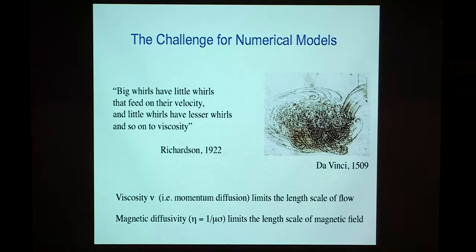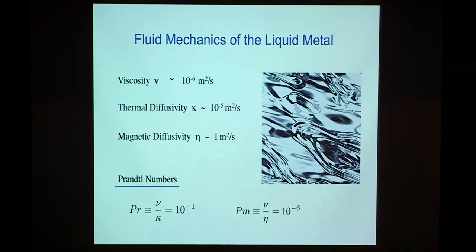When we look at the physical properties of metals, they're pretty different. Typical values of viscosity are on the order of 10 to the minus 6 meters squared per second. Thermal diffusivity is maybe an order of magnitude higher. Magnetic diffusivity is on the order of 1. So coming back to those parameters I mentioned earlier, the Prandtl number is about 0.1 in the mantle. Anyone remember what the Prandtl number in the mantle is? What is it actually? Maybe 10 to the 23, something like that.